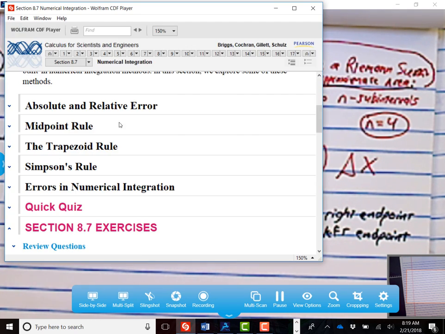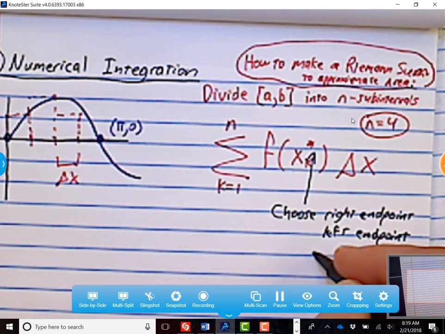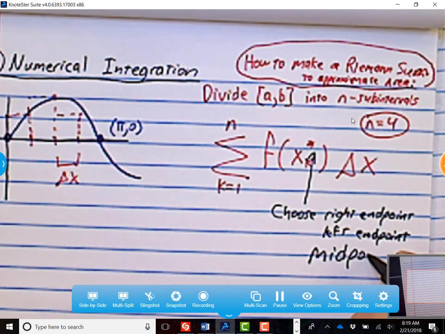Your book starts off talking about error. They talk about the midpoint rule. And I'm just going to say quickly what that is. All that would be is this. We've been choosing the right endpoint or the left endpoint. You could choose the midpoint each time.